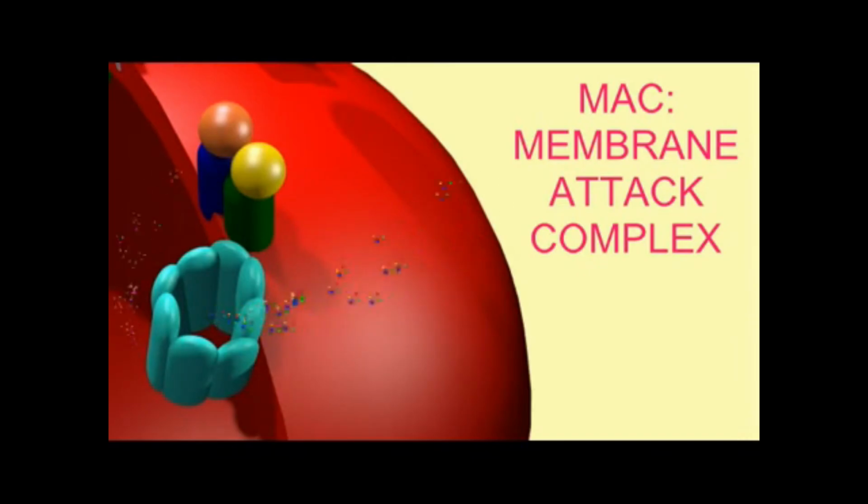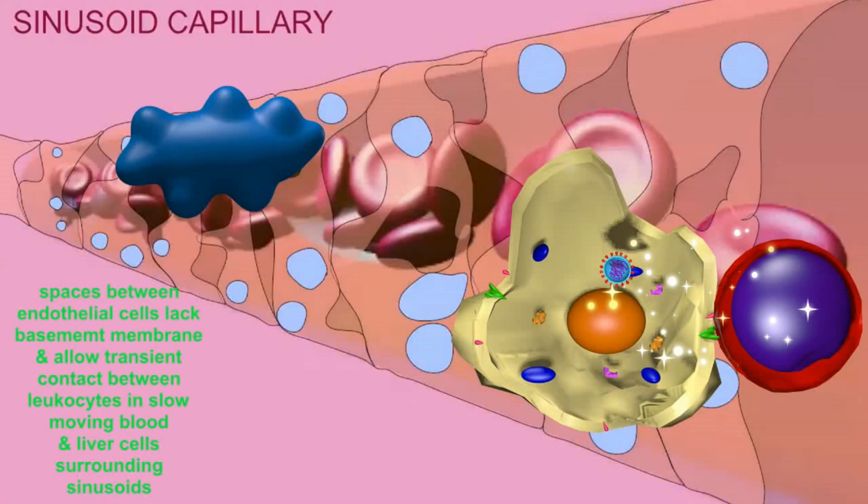the antibodies they produce. Not only does the liver possess diverse cells which are antigen-presenting cells, the spaces between endothelial cells of sinusoid capillaries lack a basement membrane, and they allow transient contact between leukocytes in slow-moving blood through the sinusoids and liver cells such as these antigen-presenting cells.